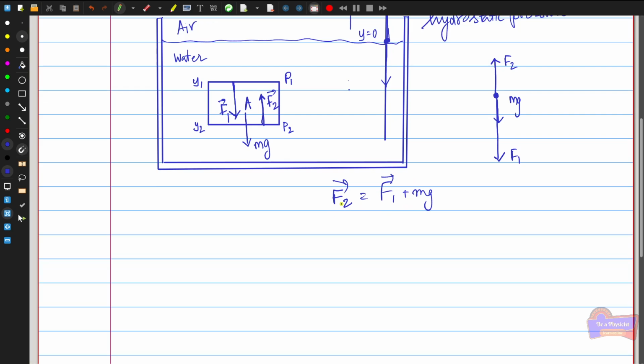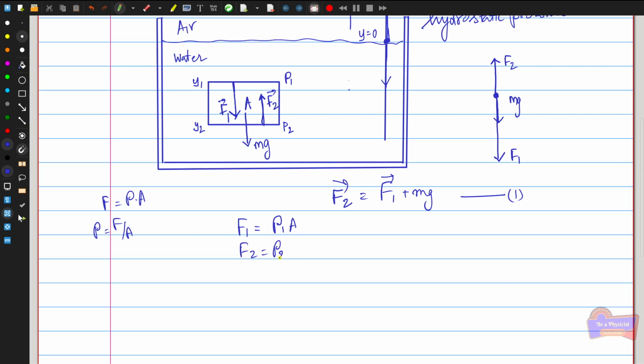As we already know, pressure is force per unit area, so I can write F equals pressure times area. Substituting F equals P times A in this equation, the force F1 can be written as P1 times A. Similarly, F2 equals P2 times A. Here P1 and P2 are the pressures at the top layer and the bottom layer of the water sample which we have considered.